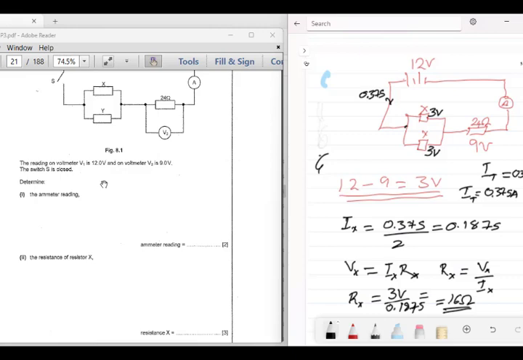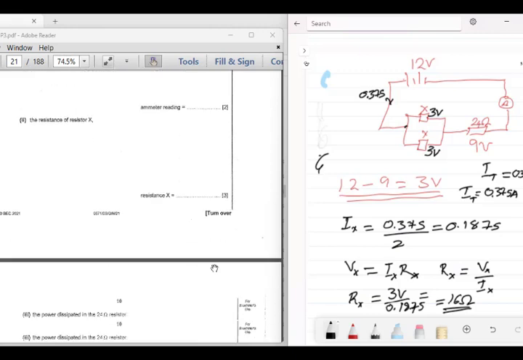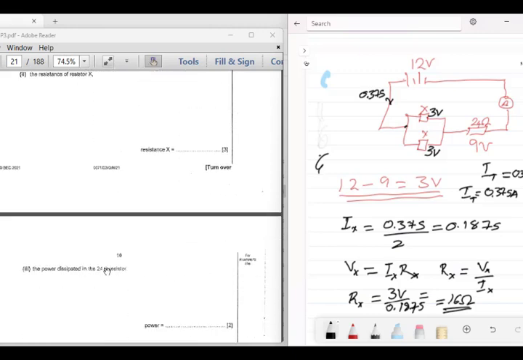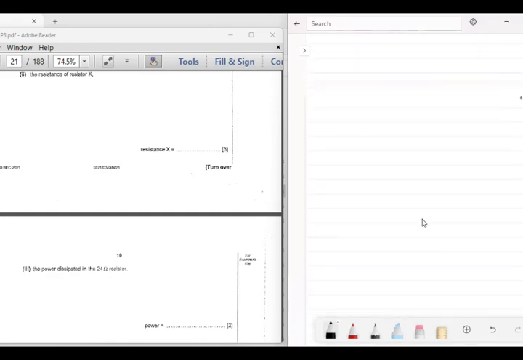2021. Yes, 2021. So this is 2 marks, this is 3 marks, this is 5 marks, and then there is 2 marks for the power dissipated in the 24 ohms resistor. Okay, let's find a new page. 24 ohms resistor.